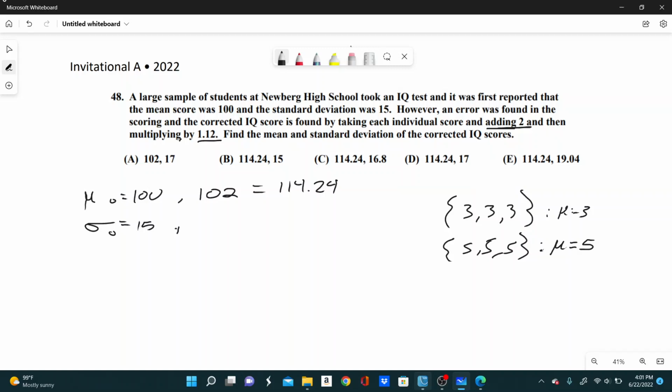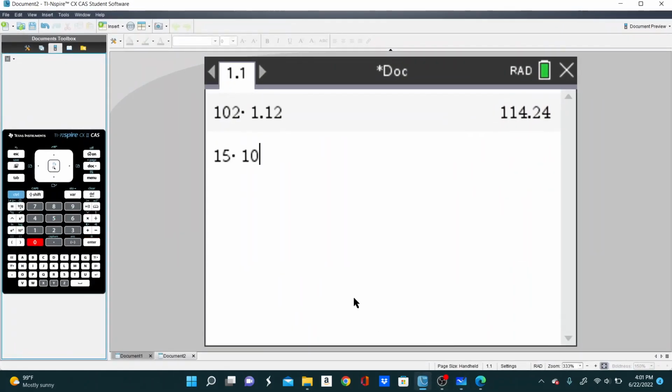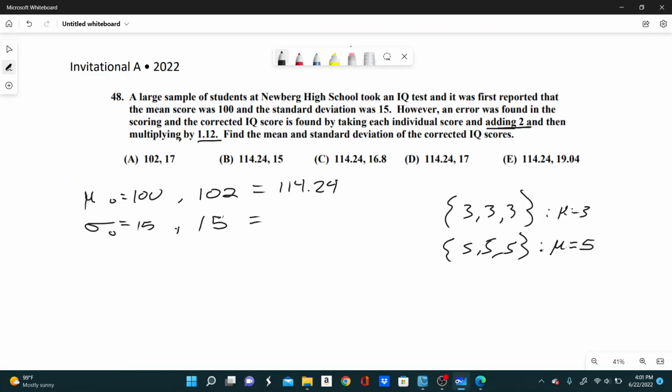Now, whenever you multiply by 1.12, there's a different story. Whenever you multiply, it's actually going to affect the standard deviation in the same way that it affects the mean. So to get our standard deviation, we just take 15 and multiply it by 1.12. 15 times 1.12, we get a new standard deviation of 16.8. So our standard deviation is 16.8, and that is answer choice C.